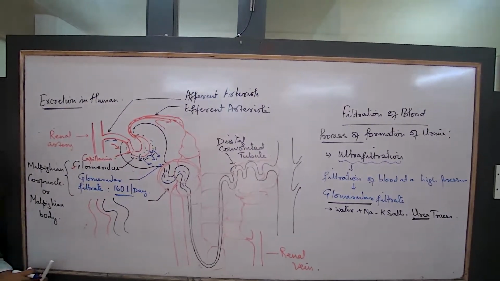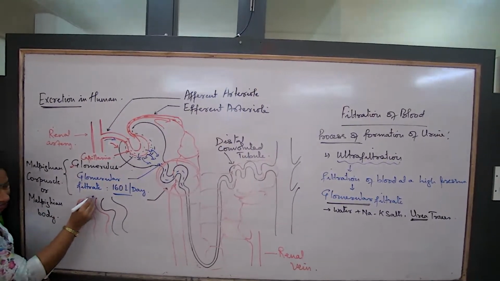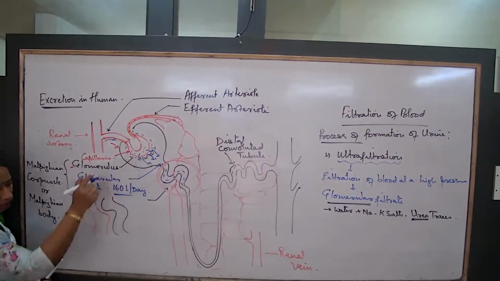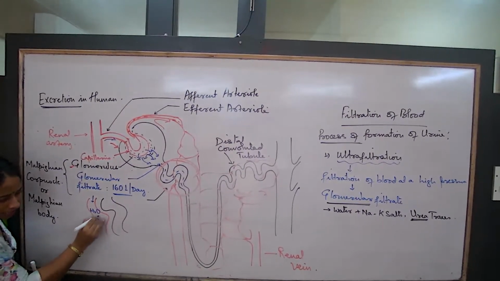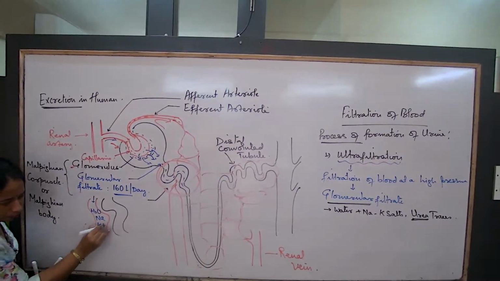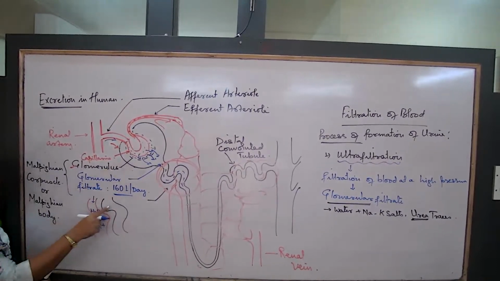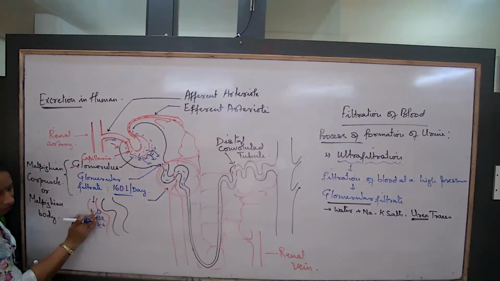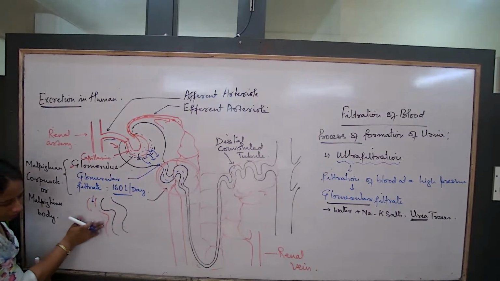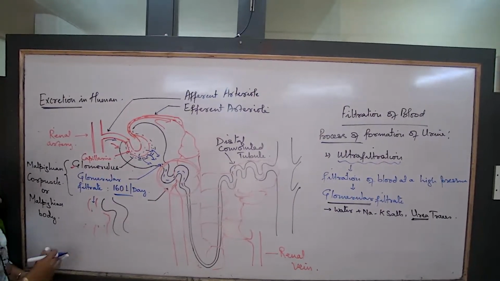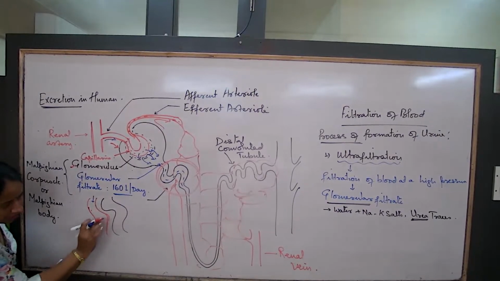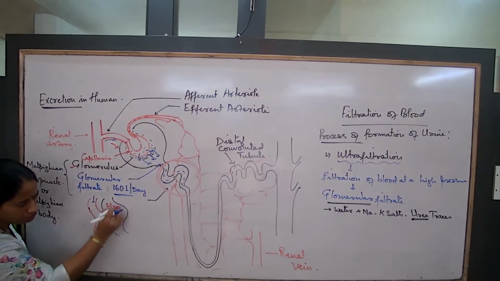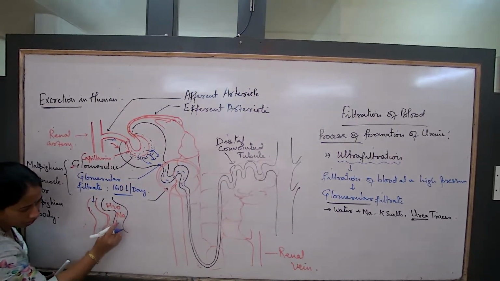What is happening in this PCT? As the glomerular filtrate comes down, what does the glomerular filtrate have? A whole lot of water. It has got sodium. It has got potassium. And what is present in the, I'm talking about the blood vessel. Now this is the blood vessel. As the blood runs down here, this is the glomerular filtrate. It has got a whole lot of water, sodium, potassium.